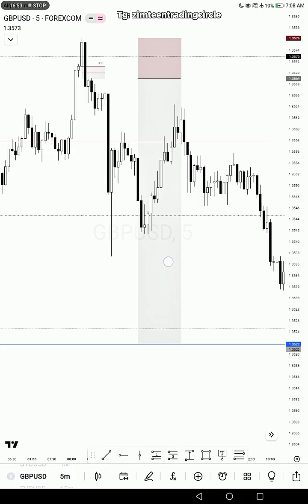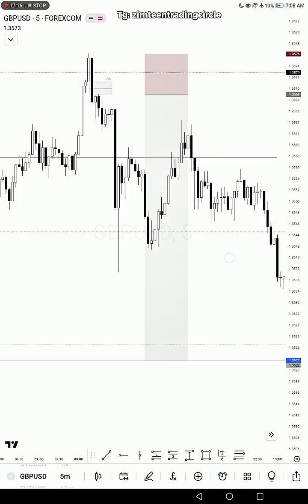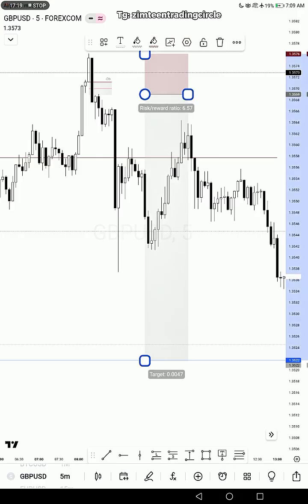And that's not bad. A 6.5 RR, you are risking 7 pip to earn 47 pip. Let's just say on a $10 account, you are risking 70 cents to earn approximately $5. Let's say $4.70. And you can actually scale it like this also. With this 7 cents, let's just say you are pressing the lot size of 0.02.